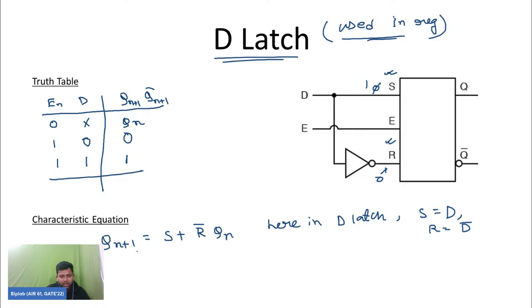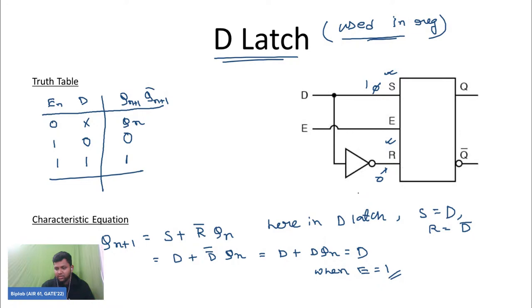Then the characteristic equation will become D plus, R being D bar, R bar is again D, and Qn, which will make D plus D Qn, which will be D. Okay, when E is equal to 1, because we are not considering the E equals 0 case, to make this equation more simplified. Okay, so this is all about D latch. Any doubt in D latch?